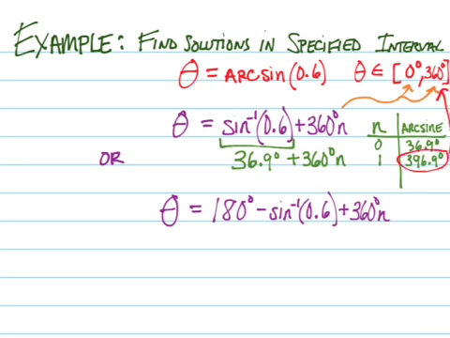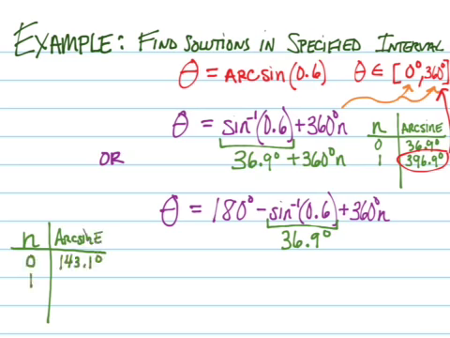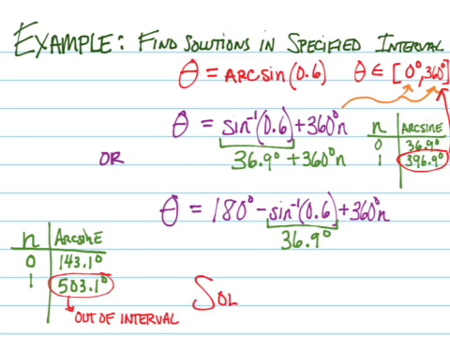So can I stop with that one? I can. No other value of n is going to work. And I plug in values of n to the next one. Plug in 0. 143.1, because I take 180 minus this. If I plug in 1, I'm already too big. So the only 2 numbers that work within this interval are 36.9 and 143.1 degrees.